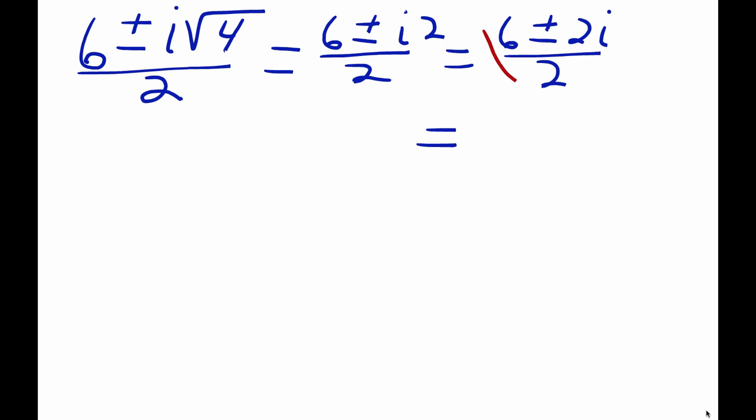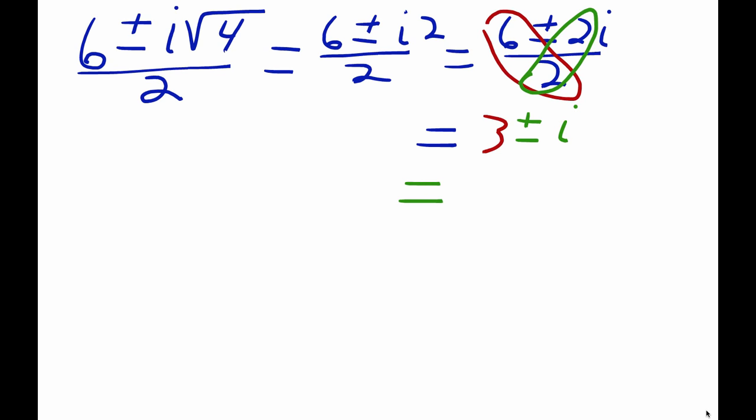So I look at the 6 into the 2. That simplifies down to 3. Then I look at the 2 in the 2. That simplifies down to 1. So I have 3 plus or minus 1i, or just i. You don't need to put the 1, but if you want to, you can.